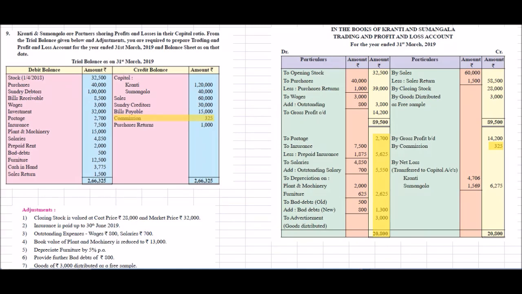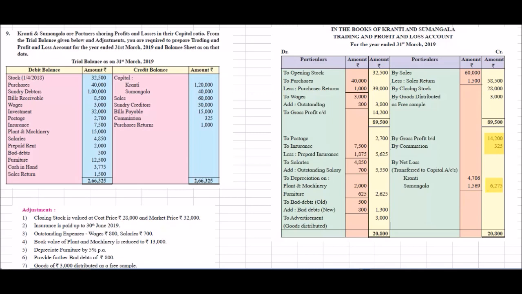So this loss of 20,800 rupees, we are deducting the gross profit amount and commission amount, that is 14,525 rupees, from 20,800 rupees. So we got a leftover amount of 6,275 rupees, which is a loss for the company. So this 6,275 loss we are distributing to both partners. Kranti and Sumangla need to share the loss of the business.